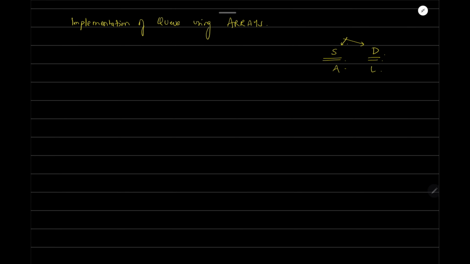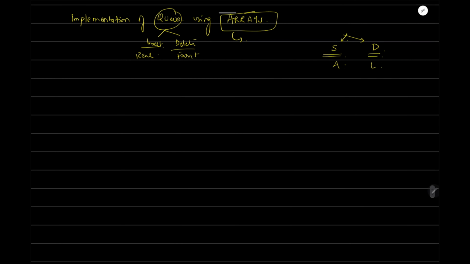For the implementation of a queue there will be two operations: one is insert and the other is delete. Delete will be done from the front end and insert will be done from the rear end of the queue. Coming to arrays, we know it's a static memory allocation. Now we'll look at how to implement insert first.